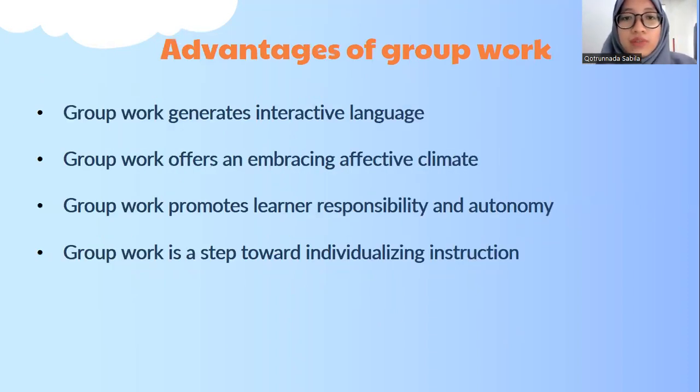And then the advantages of group work. Group work is a generic term for a variety of techniques in which two or more students are assigned a task that involves collaboration and self-initiated language. Group work generates interactive language. Group work helps to solve the problem of classes that are too large, offering many opportunities to speak by increasing individual practice time.